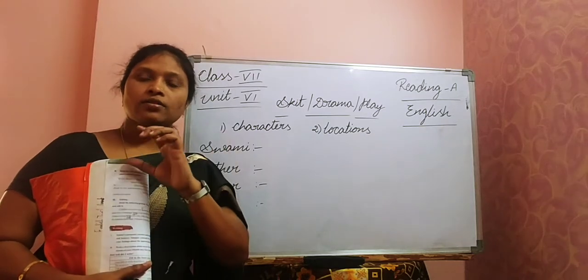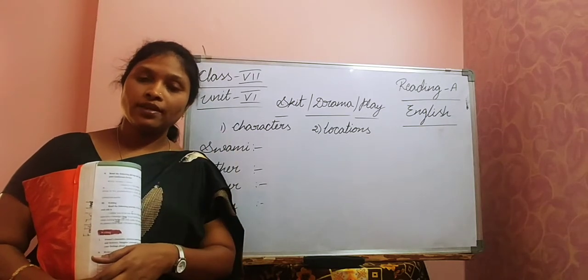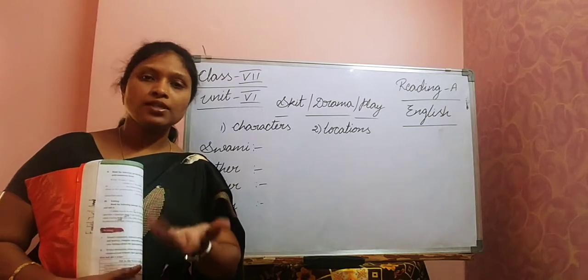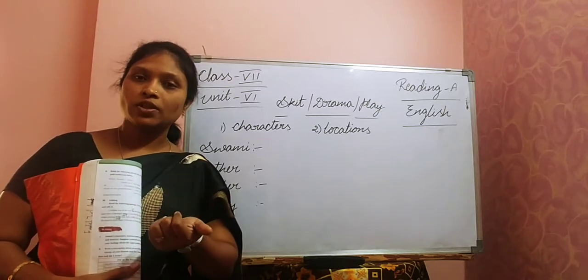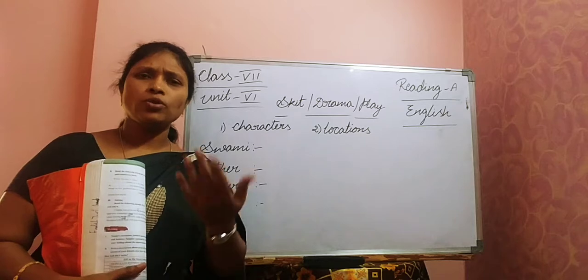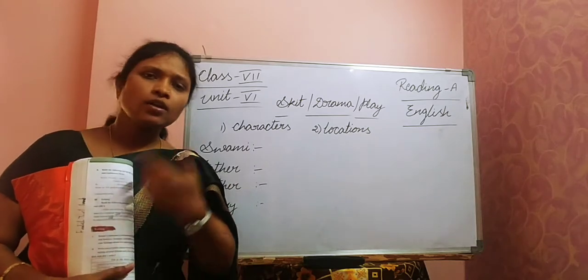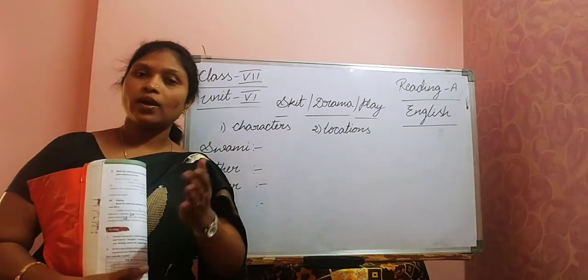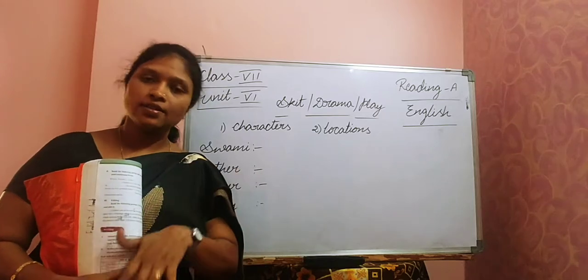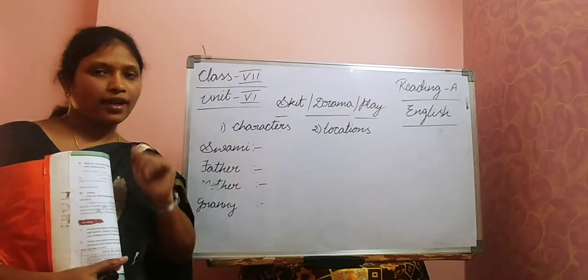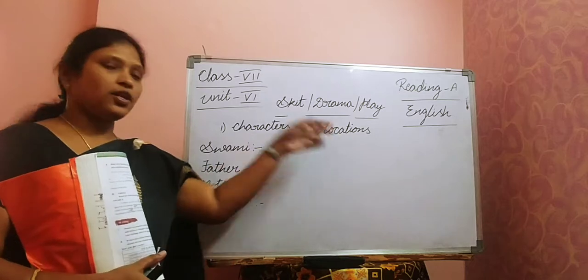So where did the total story take place? At home only, Swami's house only. So here the location is what, children? Swami's house, and of course next day he went to school as well, right? So you can mention two location names. One is Swami's house and the other is school, right? So write characters and then locations.